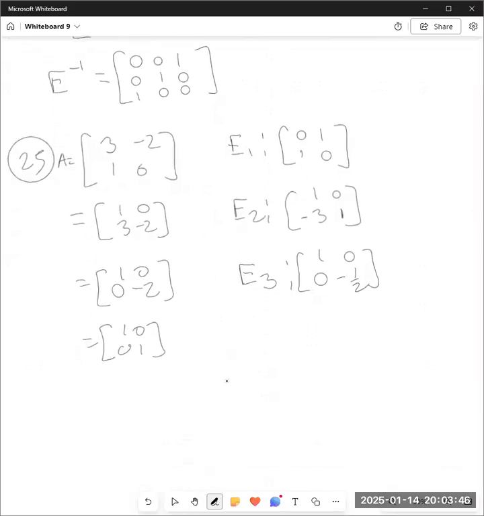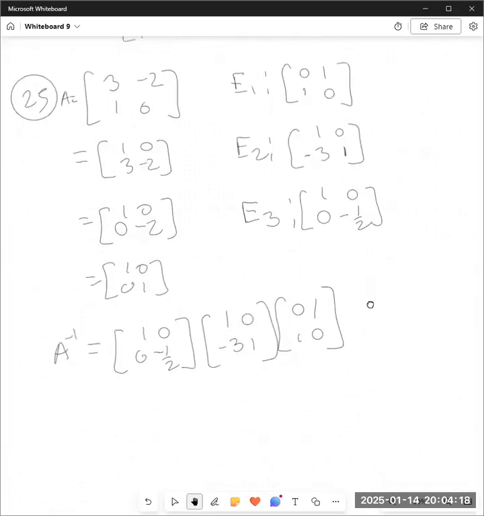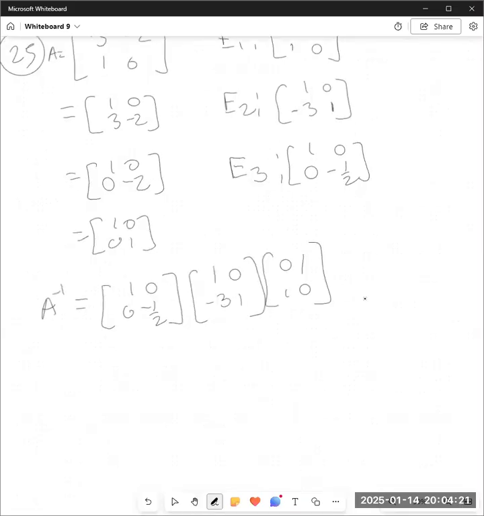So A inverse is going to be equal to, and write these in reverse order here: 1, 0, 0, -1/2; 1, 0, -3, 1; 0, 1, 1, 0. So not times the matrix, but just write those like that in that order.